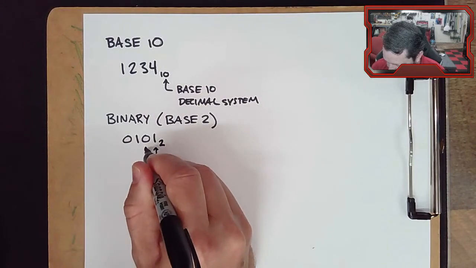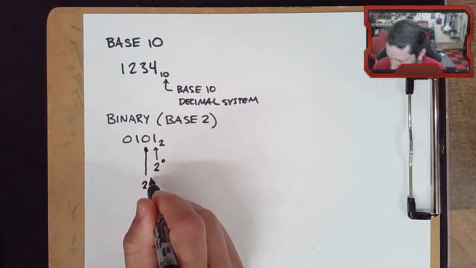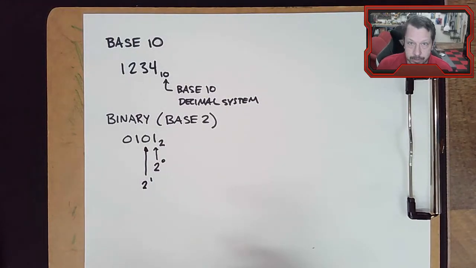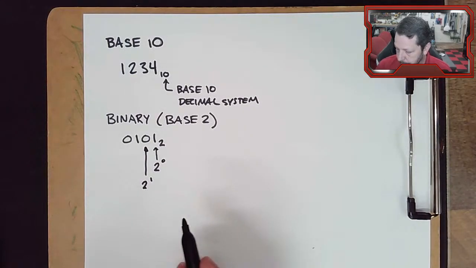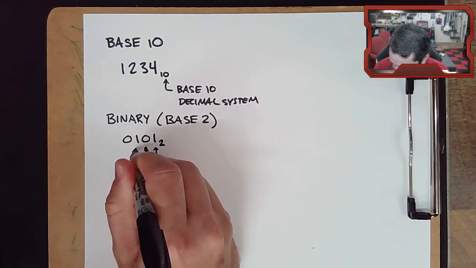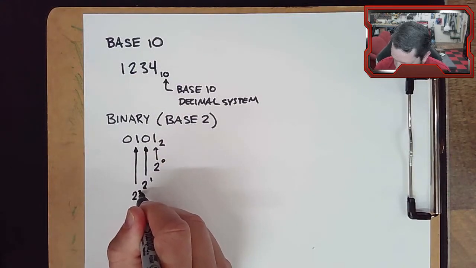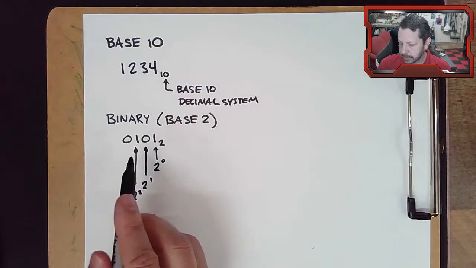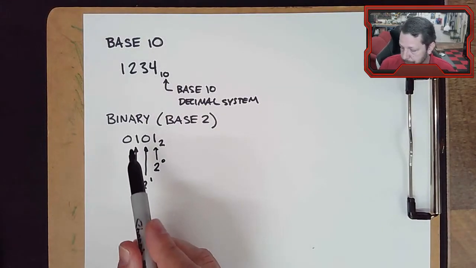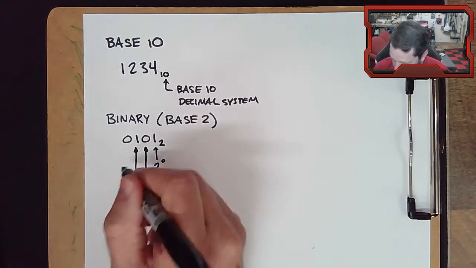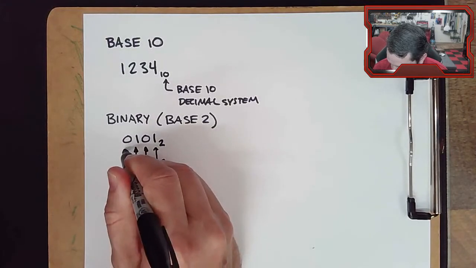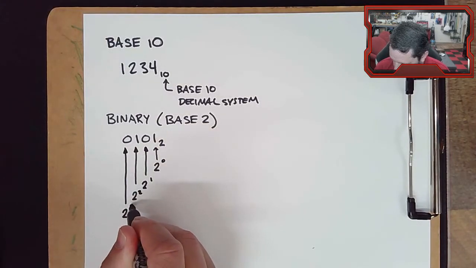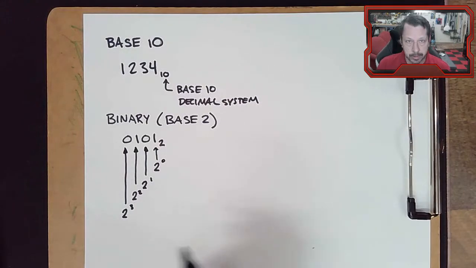This position can represent 2 to the first power. So it can either be 0 or 2. And then this number can represent 2 squared. So it can represent 0 if it's a 0, or it can represent 4. And then this number would be 2 to the third, so 0 or 8.